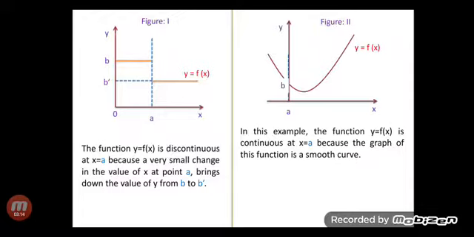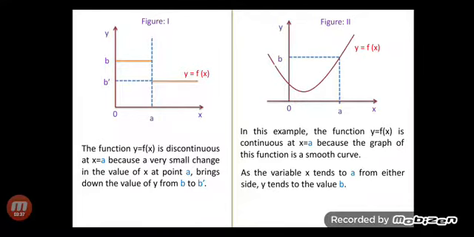But in figure 2 the function y is equal to f(x) is continuous at x is equal to a, because the graph of this function is a smooth curve, and here when the value of x tends to a, then the value of y tends to b. That is, as the variable x tends to a from either side, y tends to the value b. That is, the limit value of the function f(x) is b when x tends to a.